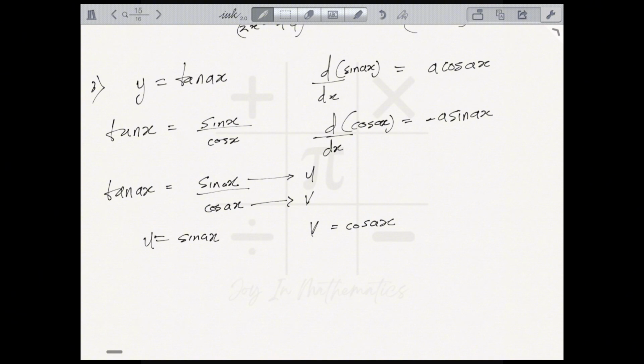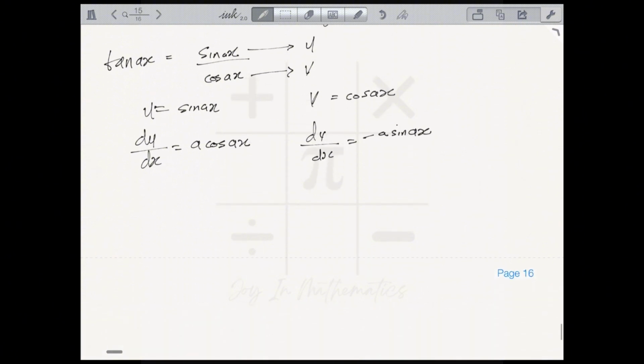Therefore, our du dx, which is differentiating sine ax, gives us a cos ax, and our dv dx, which is differentiating cos ax, gives us minus a sine ax.